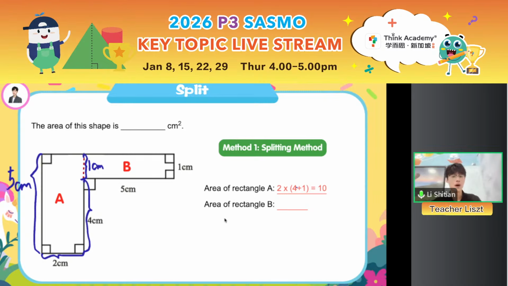What about the area of rectangle B? We know how long the breadth is, and we know how long the length is. So can you guys find out the area? Really easy, right? Use 5 times 1. What is the result? 5 times 1 is 5, right? So we know the area of A now, and we know the area of B now.